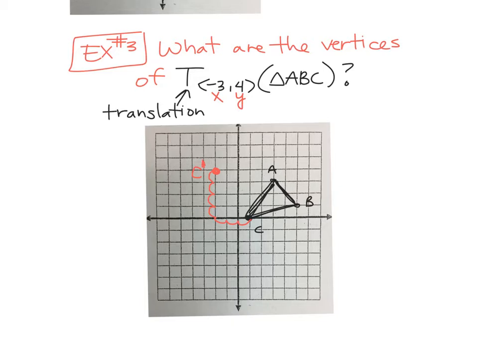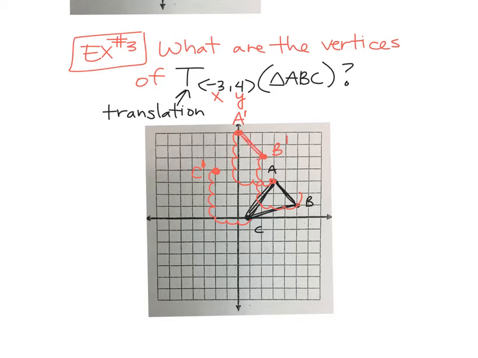A prime then, where am I moving from this A point? Left 3 and 4 up, right? 1, 2, 3. 1, 2, 3, 4 will give me my A prime. And then you do the same thing with B. Well, we should go left first so I don't mess you up. 1, 2, 3 to the left. 1, 2, 3, 4 up. Puts you here at B prime.